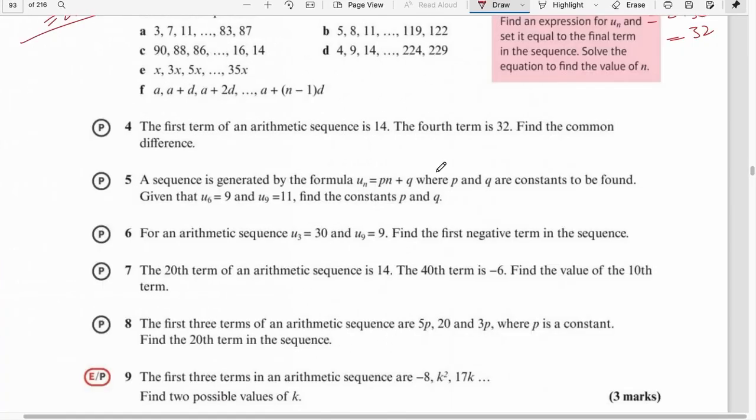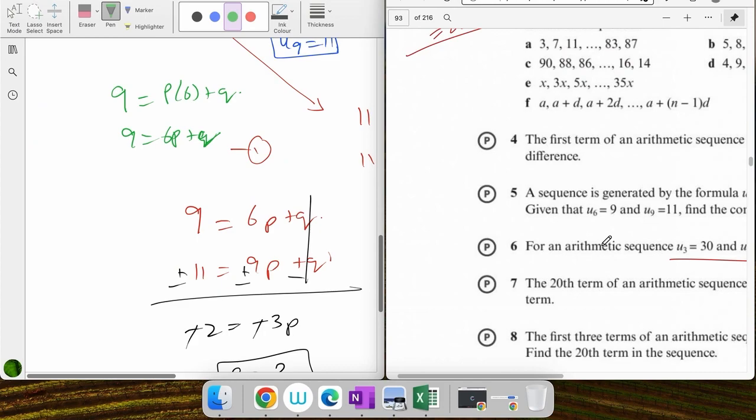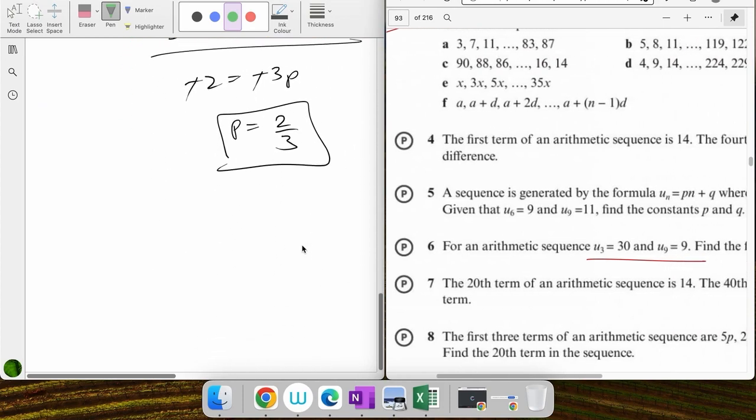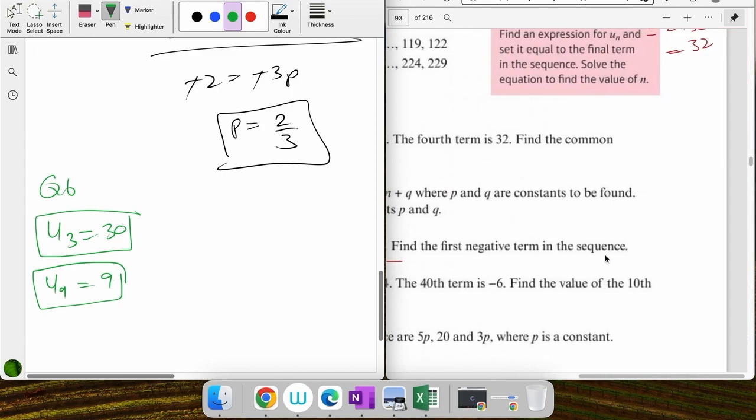So we'll skip the questions which are similar. Question number 6 says find the first negative term. Okay, this is a little different. Let's try this. So question 6 says for an arithmetic sequence, u3 equals 30 and u9 is equal to 9, and we can already see that it is decreasing from 30 to 9. Moving forward, it is decreasing. Find the first negative term in the sequence.